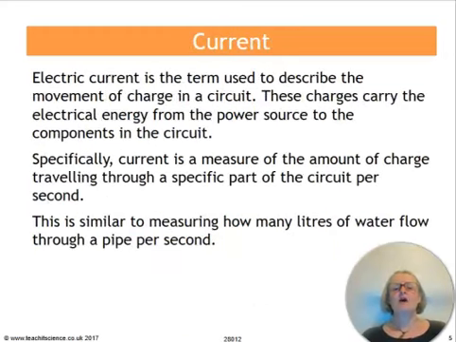So let's think about current. Current in electricity terms is the word used to describe the movement of charge in a circuit. And these charges carry the electrical energy from the power source to the components in the circuit through the conductors. Specifically, current is a measure of the amount of charge traveling through a specific part of the circuit per second. And this is similar to measuring how many liters of water flow through a pipe per second.